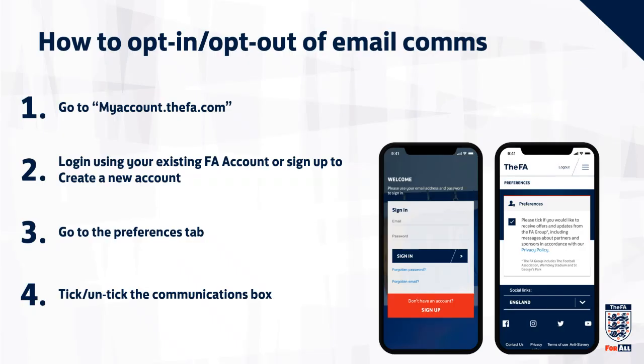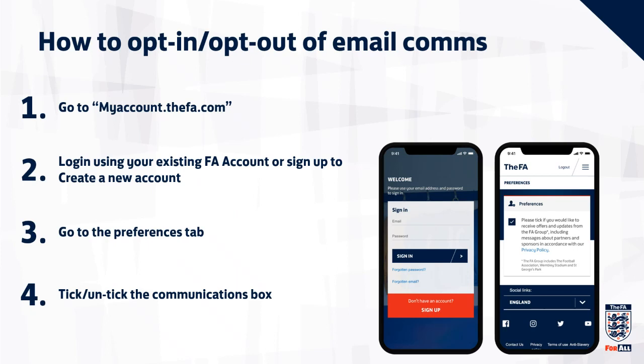Now there's four steps to this process, and the first one you will need to complete is going to myaccount.thefa.com. This is where we house all of your data that's held within the FA, and you can opt in or opt out as necessary. You'll need to log in using your existing FA account, or if you don't have an account and would like to sign up, you can sign up to a new account and create it within the same page. You'll then need to go to the Preferences tab, and from there you'll be able to tick or untick the communications box.